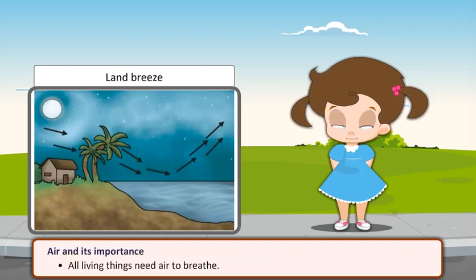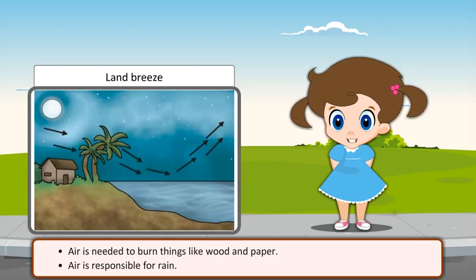Air and its importance. All living things need air to breathe. Air is needed to burn things like wood and paper. Air is responsible for rain.